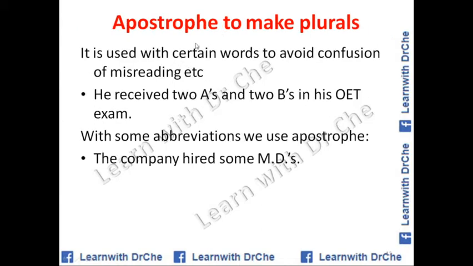Apostrophe to make plurals. It is used with certain words to avoid confusion or misreading. For example, he received 2 A's and 2 B's in his OET exam. OET is the Occupational English Test. It is for doctors, nurses, and medical professionals.